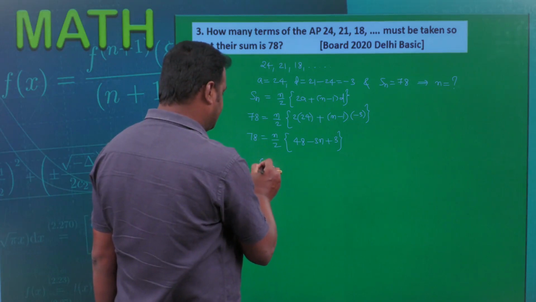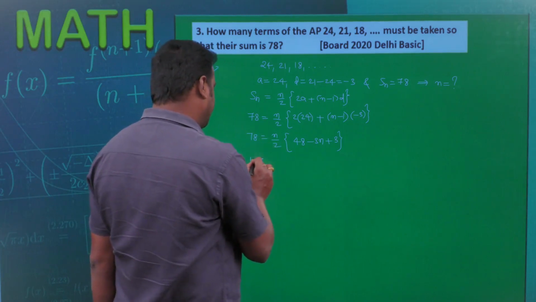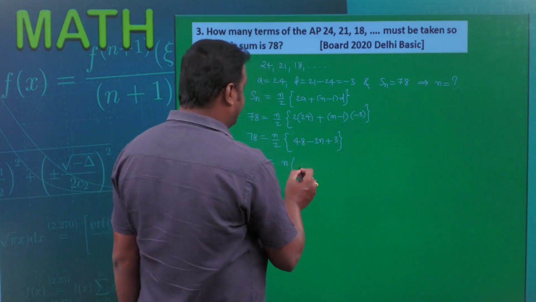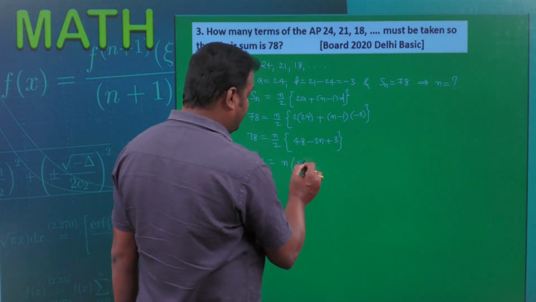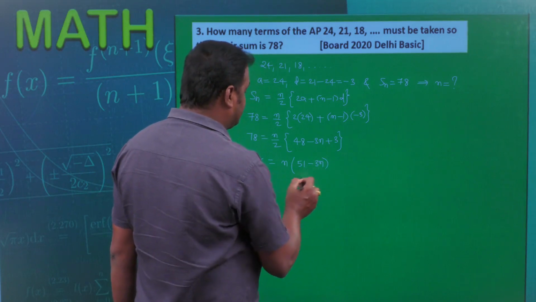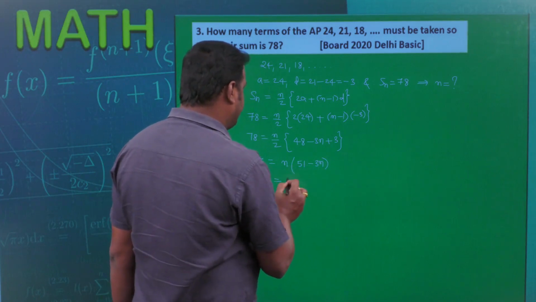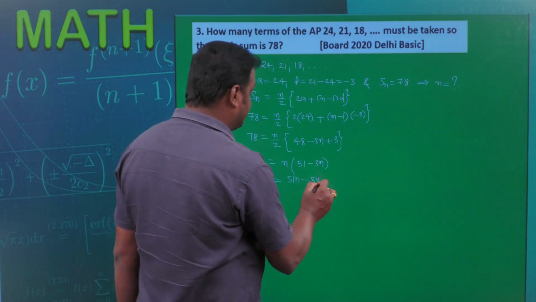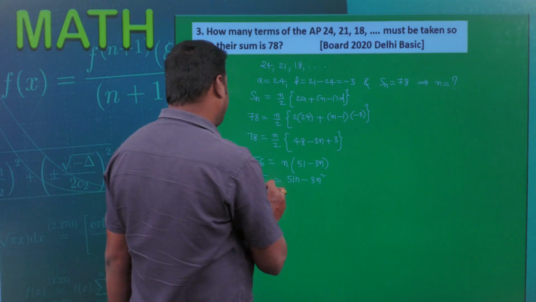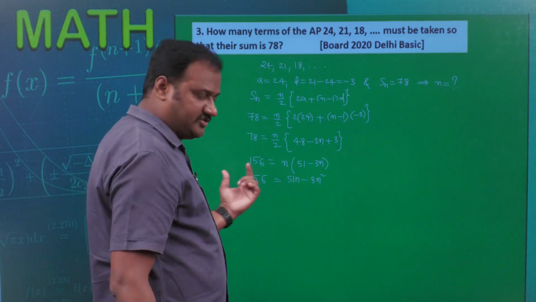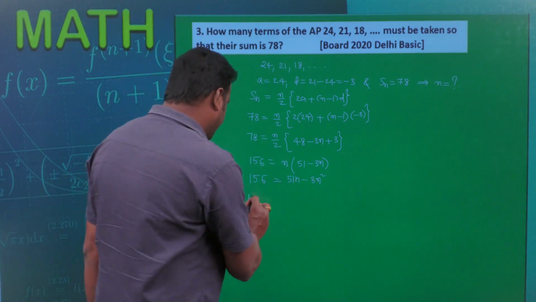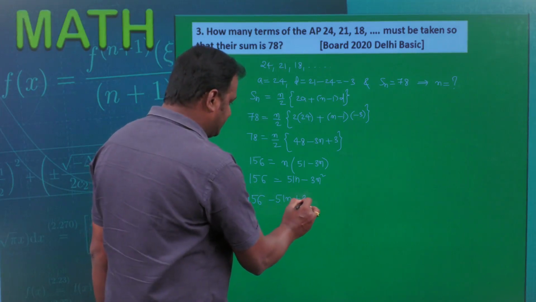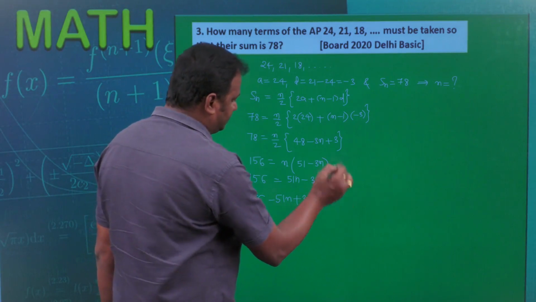2 8s are 16, plus 1 is 15... 2 7s are 14 plus 1 is 15, equal to n into 48 plus 3, that is 51 minus 3n. So when you multiply, n into 51 is 51n, minus n into 3n is 3n square, equal to 156. Now transpose both the two terms towards the left hand side. It would be 156 minus 51n plus 3n square is equal to 0.